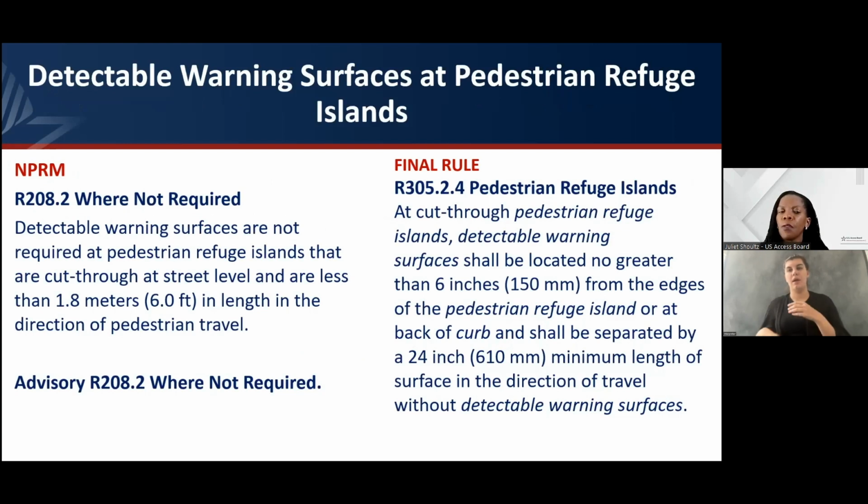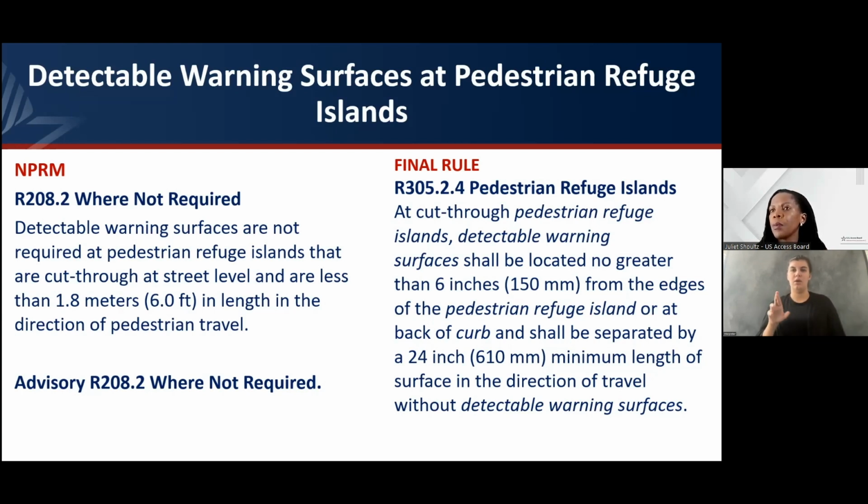We added a definition for pedestrian refuge island. And part of that is to clarify where detectable warning surfaces are required. So the definition of pedestrian refuge island is a defined area 72 inches long minimum in the direction of pedestrian travel, located between traffic lanes for pedestrian refuge within a median, splitter island, or channelizing island. And the reason we define that is to give more clarity, again, to where detectable warning surfaces are required, because we do want that 2-foot separation between the detectable warning surface panels.